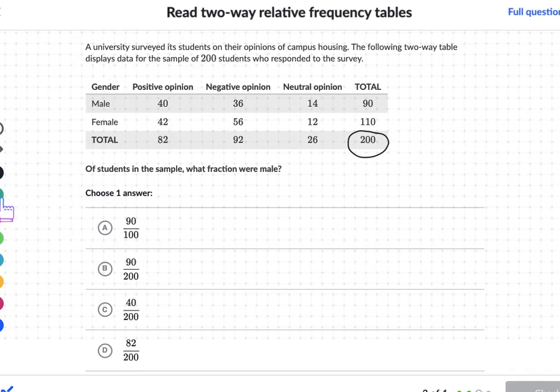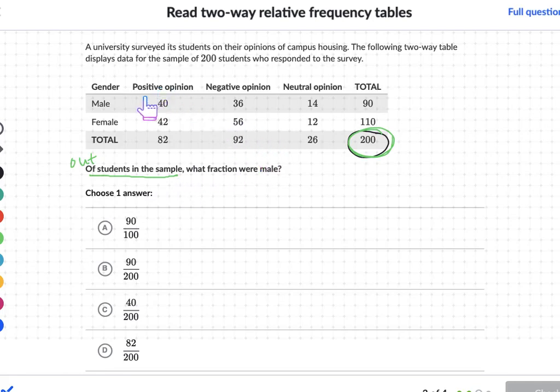All right, so the key words in this question are "of the students in the sample" because it's telling you what it's going to be out of. Out of the students in the sample, what fraction were male? So they're saying it's going to be out of all the students in the sample. That would be that 200. If they were saying out of the people who had positive opinions, what fraction were male, then you're looking at just the total for the positive opinions. So it's important to look at what they're looking at in terms of the total. The total here is all the students in the sample.